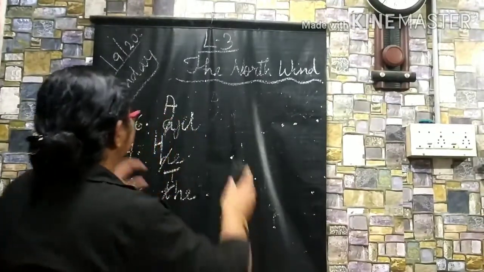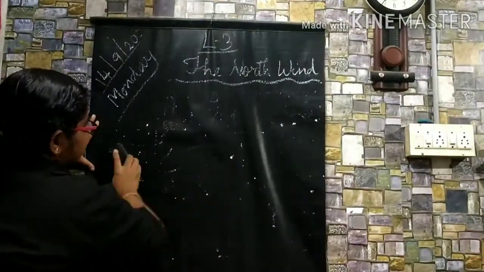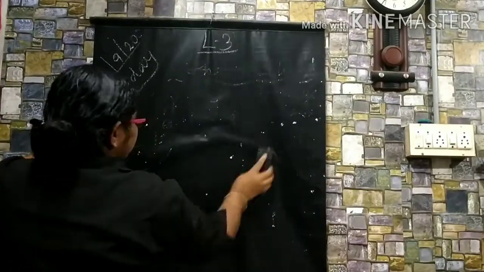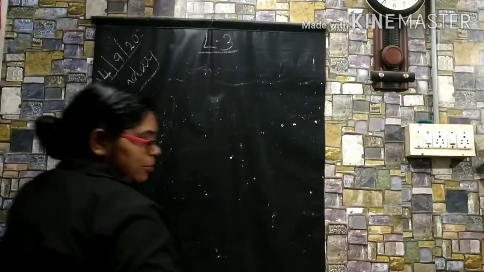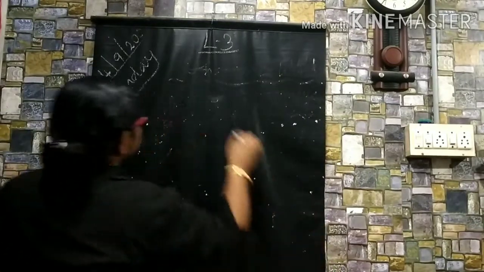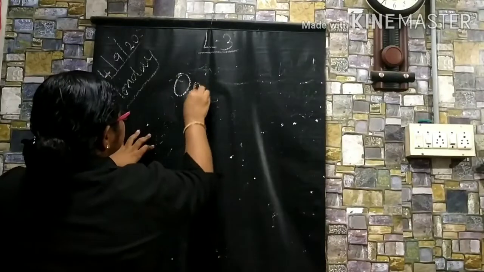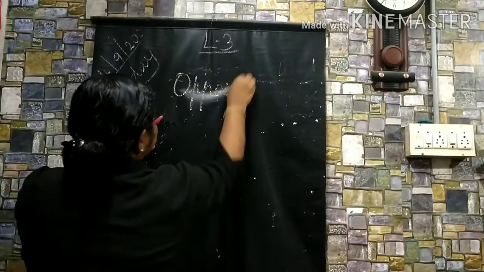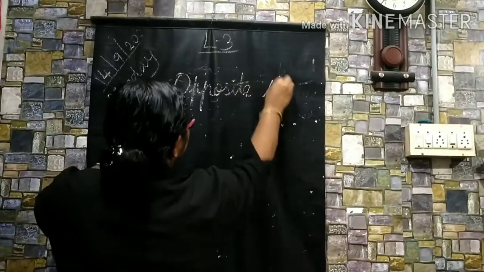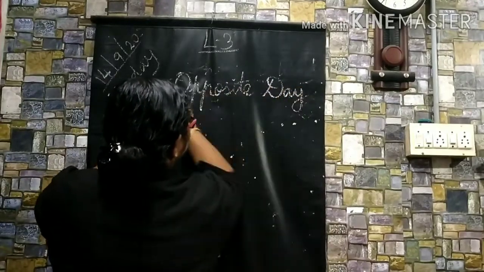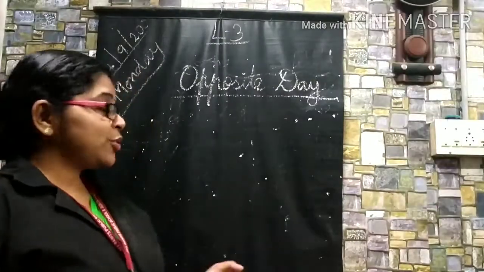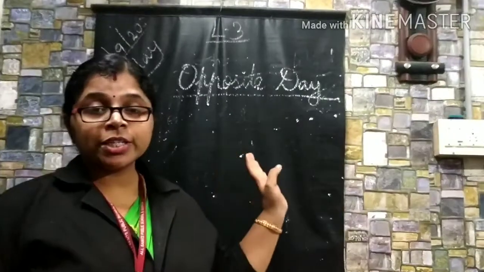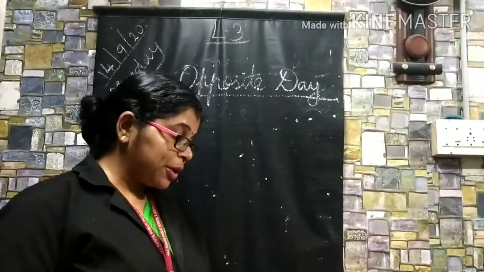Now, let us learn the next poem related to lesson 3. What is the name of the poem? Opposite Day. What is the name of the poem? Opposite Day. Okay children, today we will be learning one more poem related to lesson 3. What is the name of the poem?